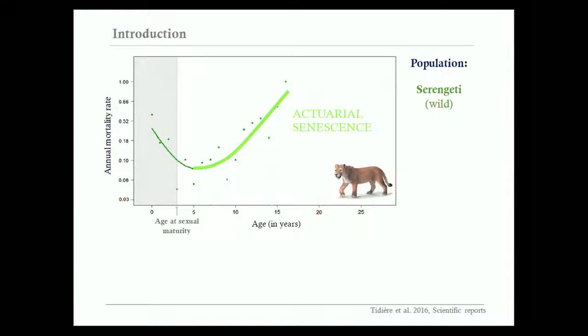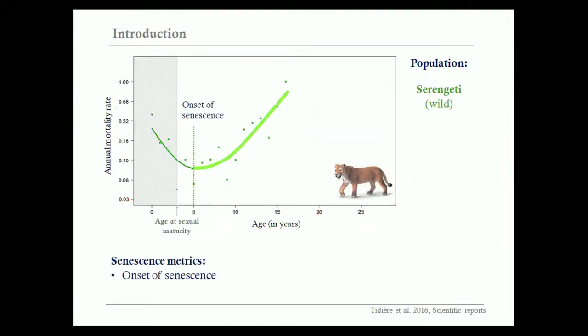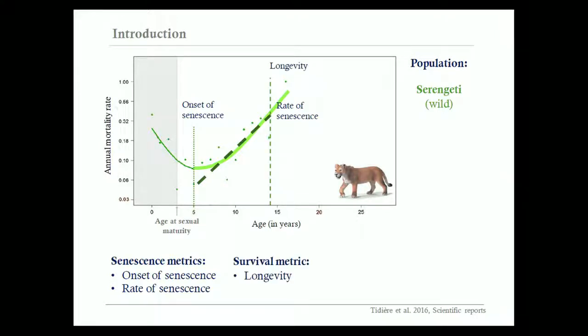Actuarial senescence can be defined with two key metrics, which are the age at the onset of senescence and the rate of senescence. And we can also add a survival metric, which is the longevity, defined here as the age at which 90% of the population is dead.